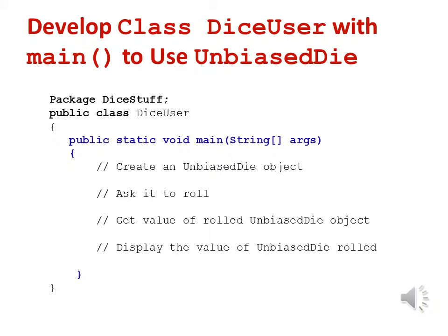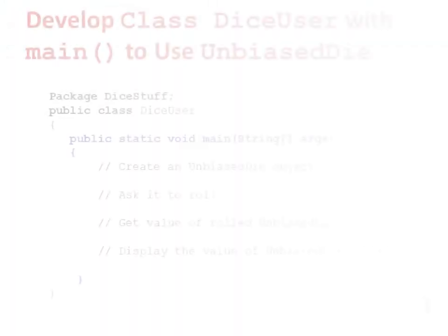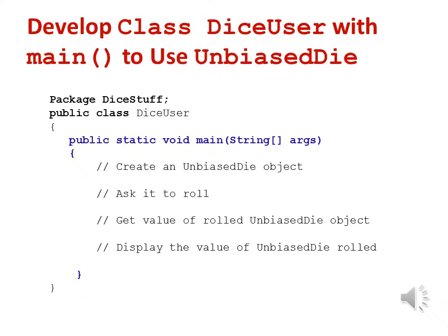The argument of main is written as String[] args. We will not discuss this at present. We'll take this up later. The tasks to be performed by the main method are: create an UnbiasedDie object, ask it to roll, get the value of the rolled die object, and display the value of the die roll.